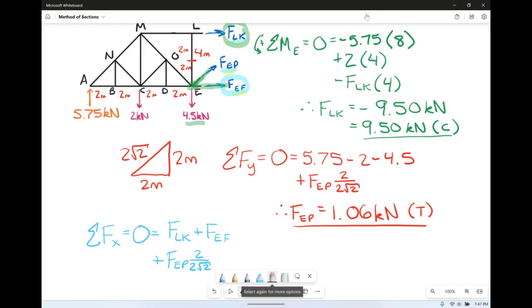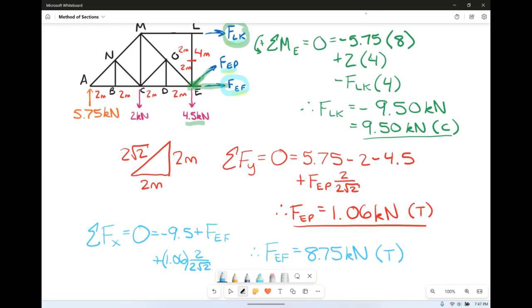So again, remember that when you plug in for force LK here, we're plugging in a -9.5. And when you plug in for EP, this is 1.06. So we're going to get that force EF is equal to 8.75 kilonewtons in tension. Cool, so we found our 3 forces, LK, EP, and EF.